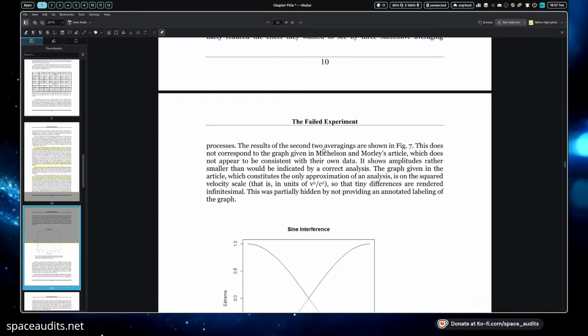The result of the second 2 averagings is shown in figure 7. This does not correspond to the graph given in Michelson and Morley's article in 1887, which does not appear to be consistent with their own data. It shows that the amplitudes, rather smaller, would have been indicated by the correct analysis. The graph given in the article, which constitutes only an approximation of the analysis, is on the squared velocity scale, that is, the units of v squared over c squared. So the tiny differences are rendered infinitesimally small. This was partially hidden by not providing a notated labeling of the graph.